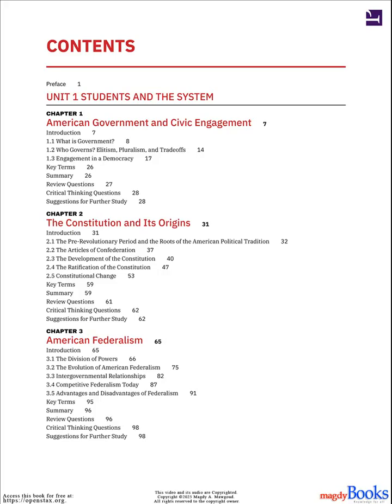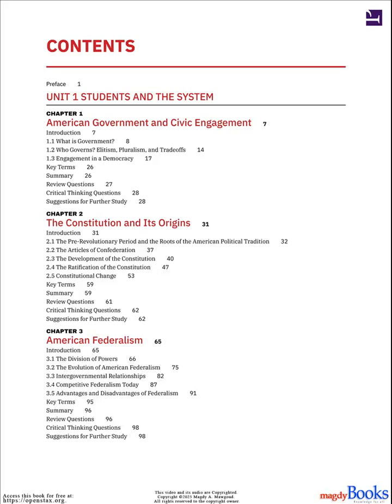Contents. Preface. Unit 1, Students and the System. Chapter 1, American Government and Civic Engagement. Introduction. 1.1. What is government? 1.2. Who governs? Elitism, pluralism, and trade-offs. 1.3. Engagement in a democracy. Key terms. Summary. Review questions. Critical thinking questions. Suggestions for further study.